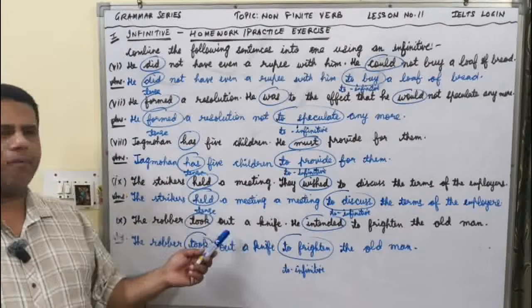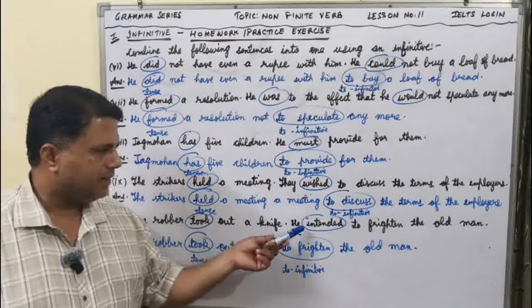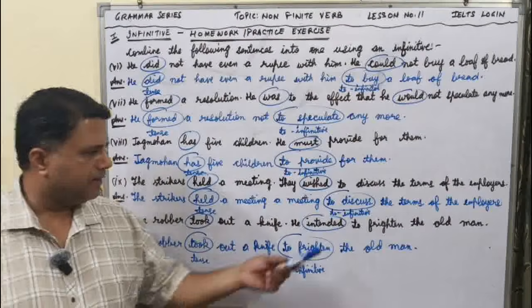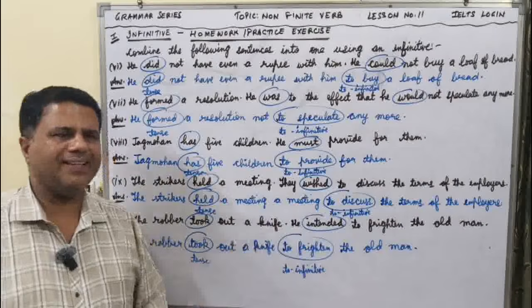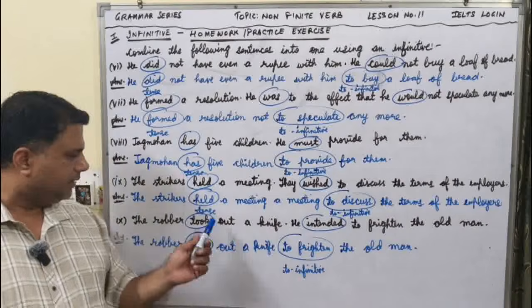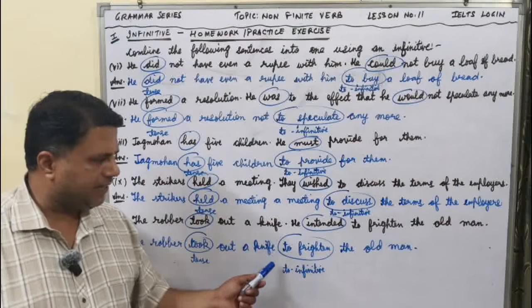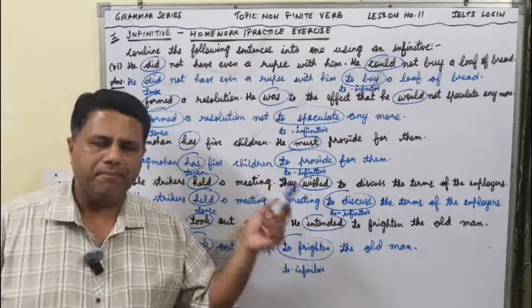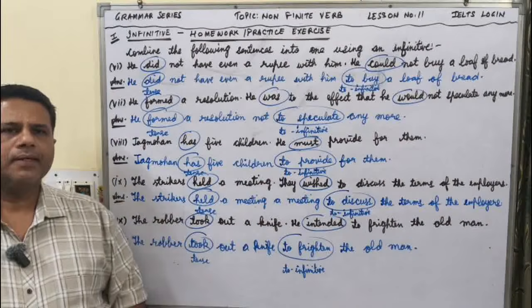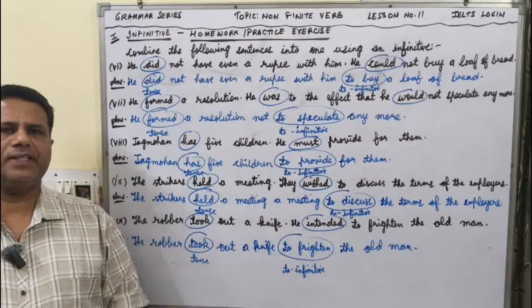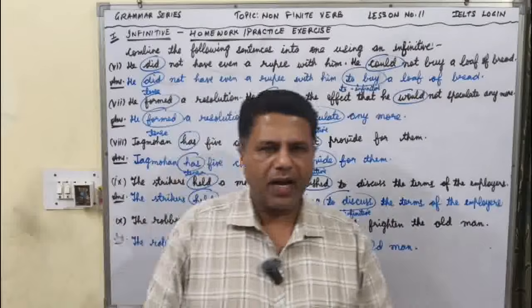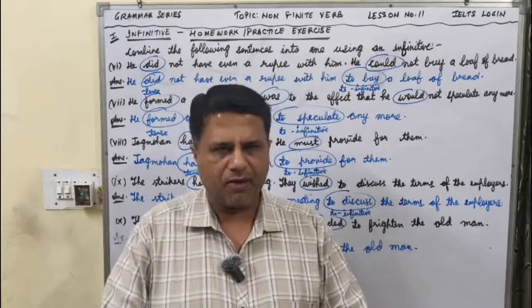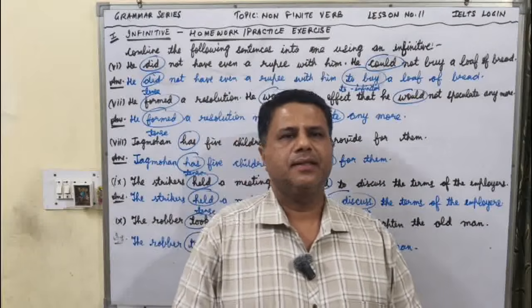Last sentence, the robber took out a knife. Why? He intended to frighten the old man. Here to infinitive is already there. So leave other things and join the sentence from to infinitive. The robber took out a knife to frighten the old man. Students, with this we finish practice exercises. I'm pretty sure that you must have got all the correct answers.